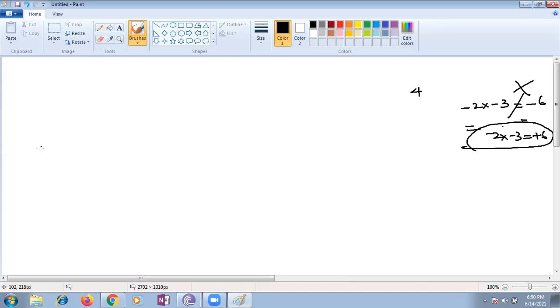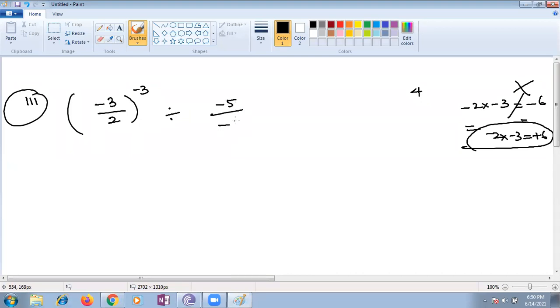Okay, next one. Third one, you see, children. -3 by 2 whole power minus 3, divided by minus 5 upon minus 4. In this case, children, any time you are getting it like that, you see. Rishit, are you there in the classroom?